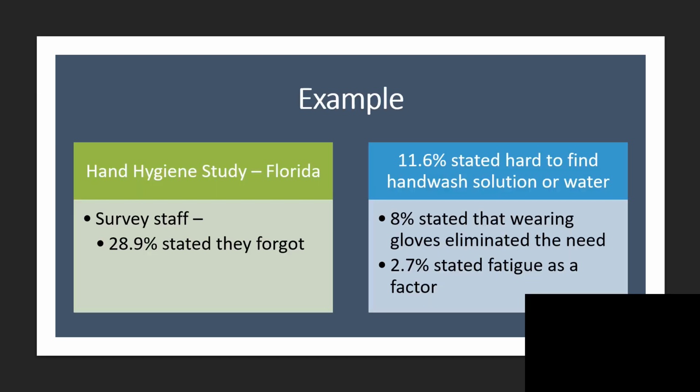So how can this type of compliance monitoring be helpful? Let's look at an example of a hand washing study that was conducted in Florida. They conducted a survey of their staff. Now remember, a survey is self-reporting. 28.9% of those responding to the study said they didn't wash their hands because they just forgot. 11.6% stated it was hard to find a hand wash solution or water for hand washing. 8% stated that wearing gloves eliminated the need for hand washing. And 2.7% stated fatigue was a major factor.